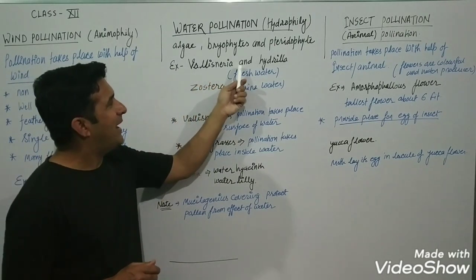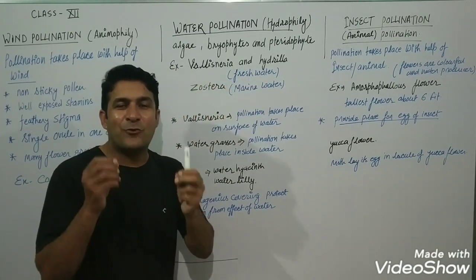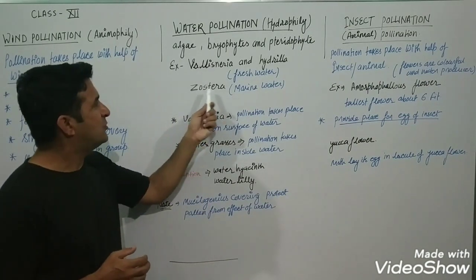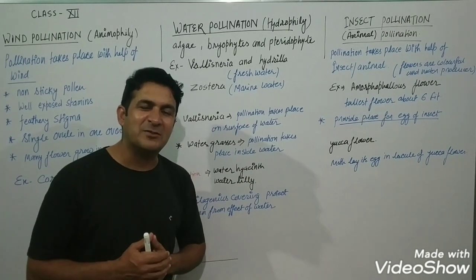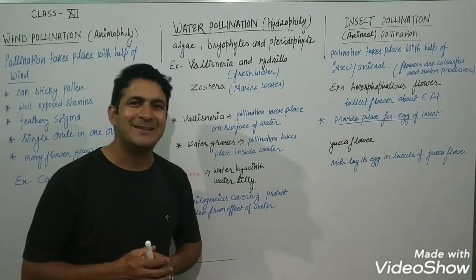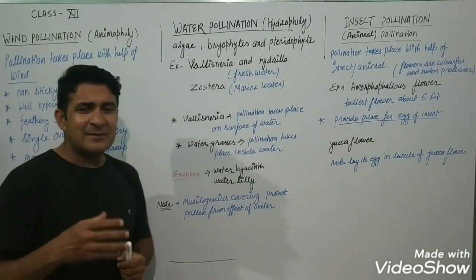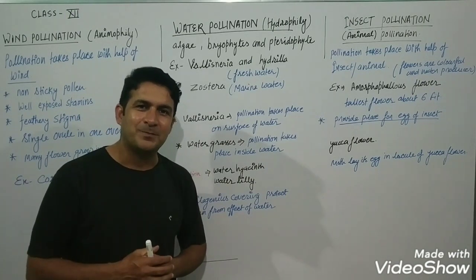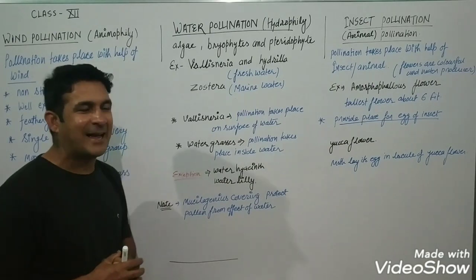This vallisneria and hydrilla is a freshwater species, right? And zostera is a marine water species in which water pollination takes place. There are different kinds of techniques plants use for water pollination. Okay, let's discuss what these techniques are.